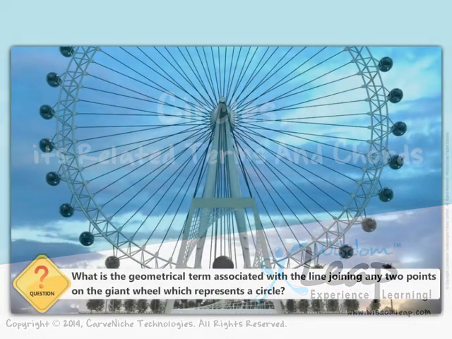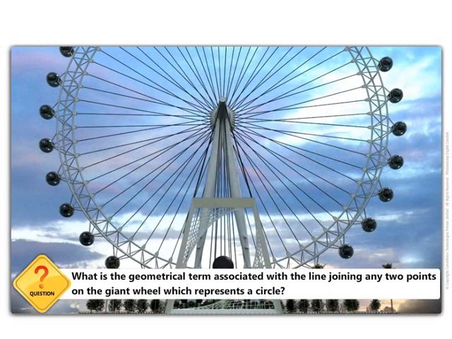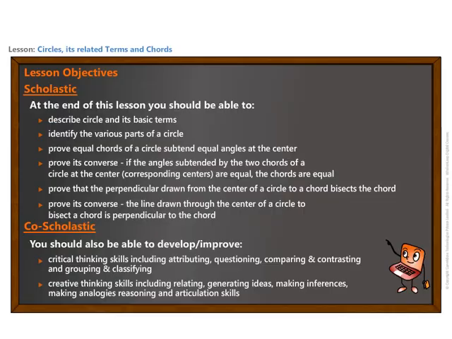What is the geometrical term associated with the line joining any 2 points on the giant wheel which represents a circle? At the end of this lesson, you should be able to describe a circle and its basic terms, identify the various parts of a circle, and prove that equal chords of a circle subtend equal angles at the center.